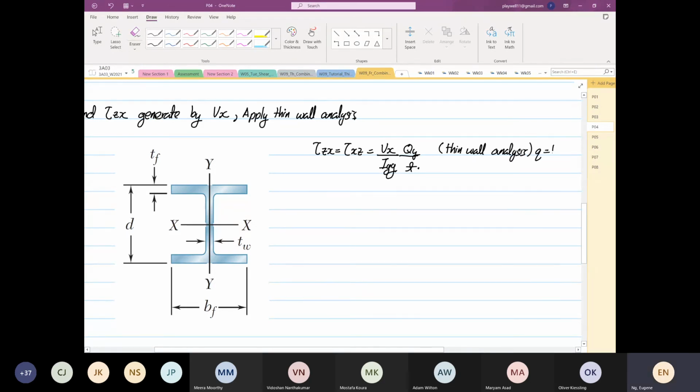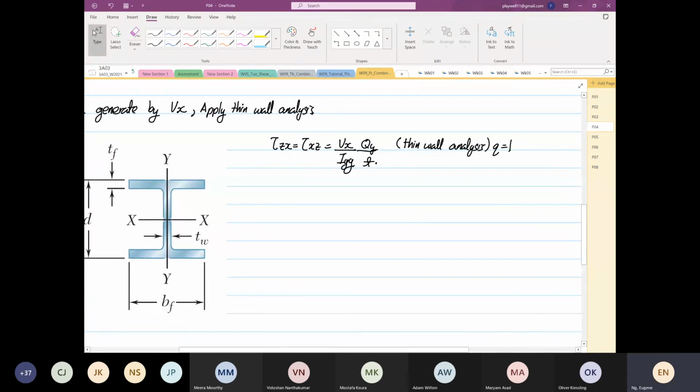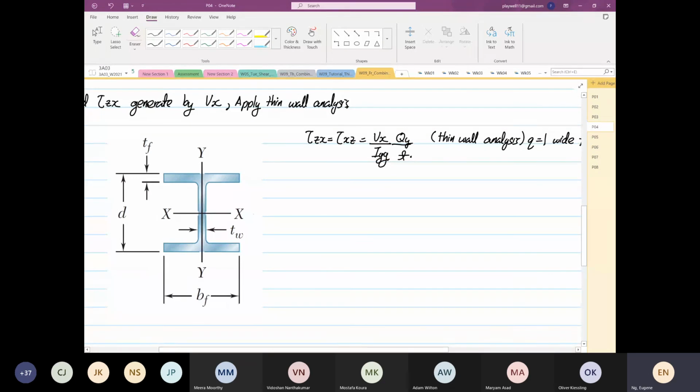And Q is equal to 1. Okay, this is because it is white flange, for this view. So now we know that if this is my XX direction, this is my Vx. And we know that the Vx is equal to 16,000 Newton. Okay, and then we know this is how the shear flow moves.